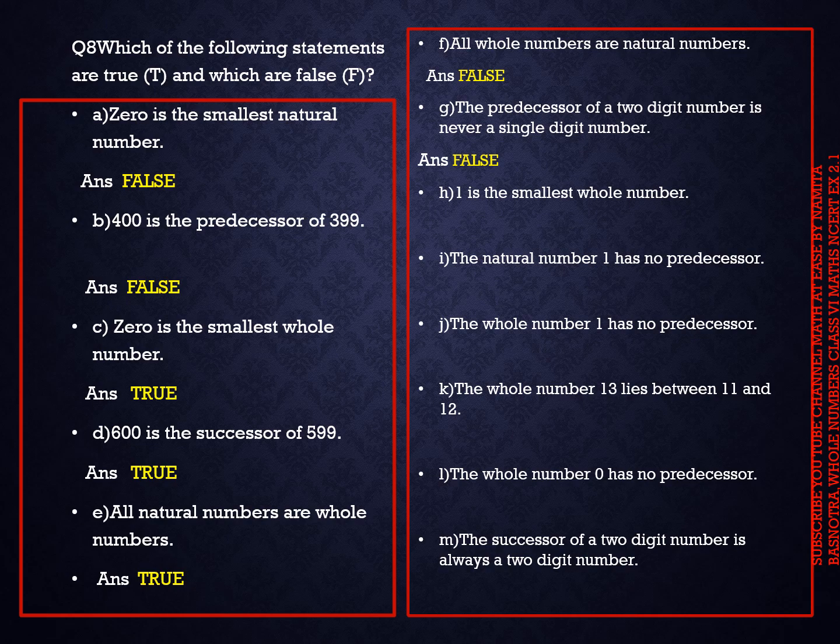So let's do the H part. H says 1 is the smallest whole number. False.